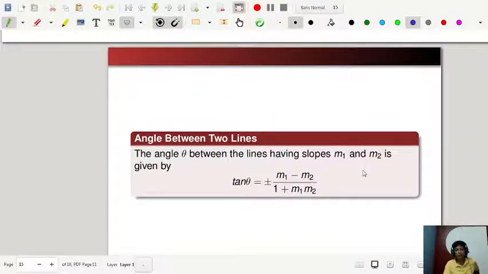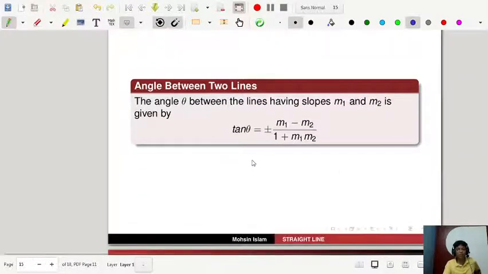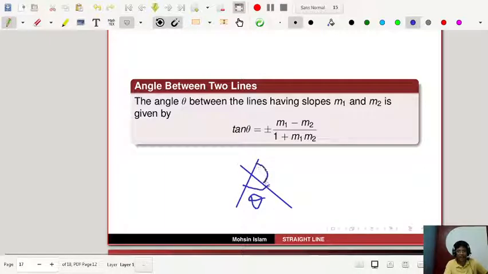Next I will talk about the angle between two lines. The angle between two lines is given by tan theta equal to plus minus m1 minus m2 by 1 plus m1 m2. Why is this plus minus? Because the angle can be acute or obtuse. The obtuse angle is pi minus theta, right? So that is why there is a plus minus sign.